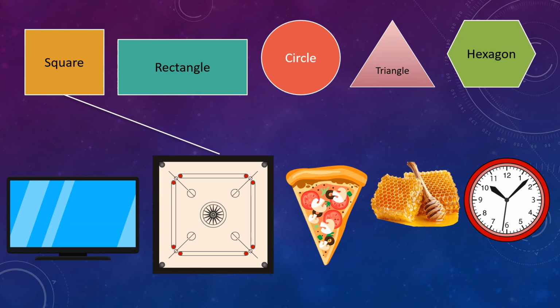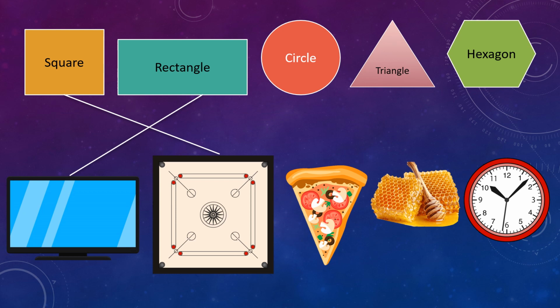So now rectangle. Rectangle. 4 line segments and opposite sides are equal. So slice of pizza is having only 3 sides. So remove it, and clock is not having line segments. Keep it aside. And this honeycomb is having 6 sides, so it doesn't match to rectangle. Carom board is already told as a square, and now rectangle has opposite sides equal and television is having opposite sides equal, so it matches to the television.